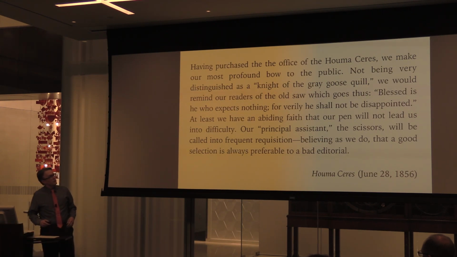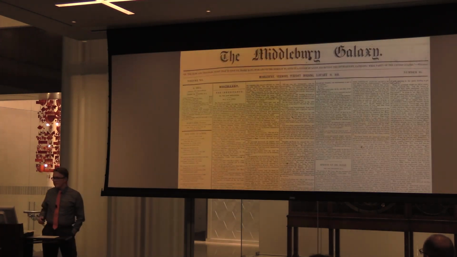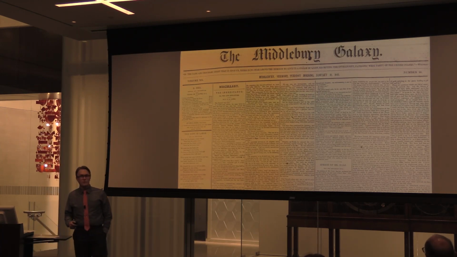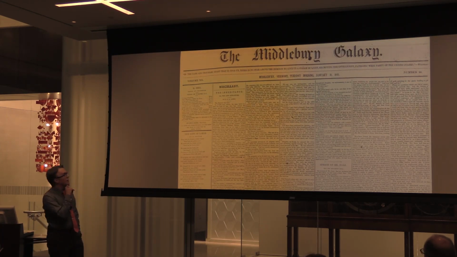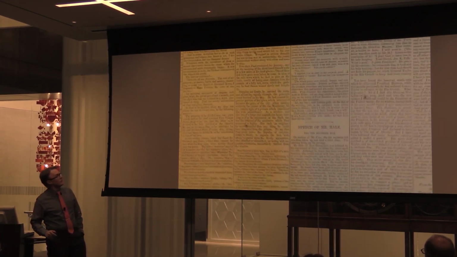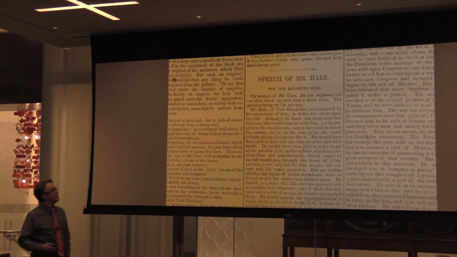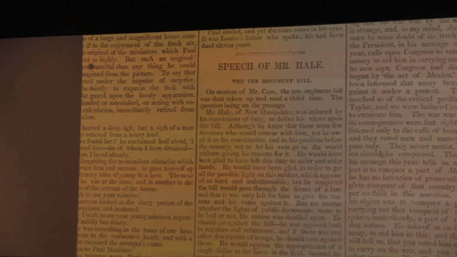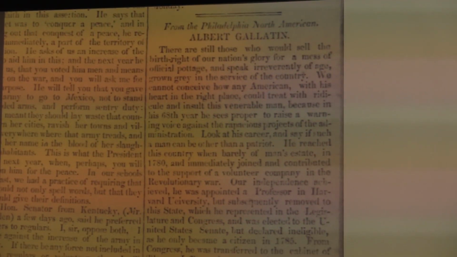So when we think about a 19th century newspaper, it's actually not helpful to think about it through the lens of something like the modern New York Times. The 19th century newspaper has things that would seem familiar. It has news. It has editorials here. "There are still those who would sell the birthright of our nation's glory for a mess of official pottage." This is perhaps appropriate today of all days, right? But it also would include a lot of other genres. For many readers, this was a kind of one-stop shop for all kinds of content.